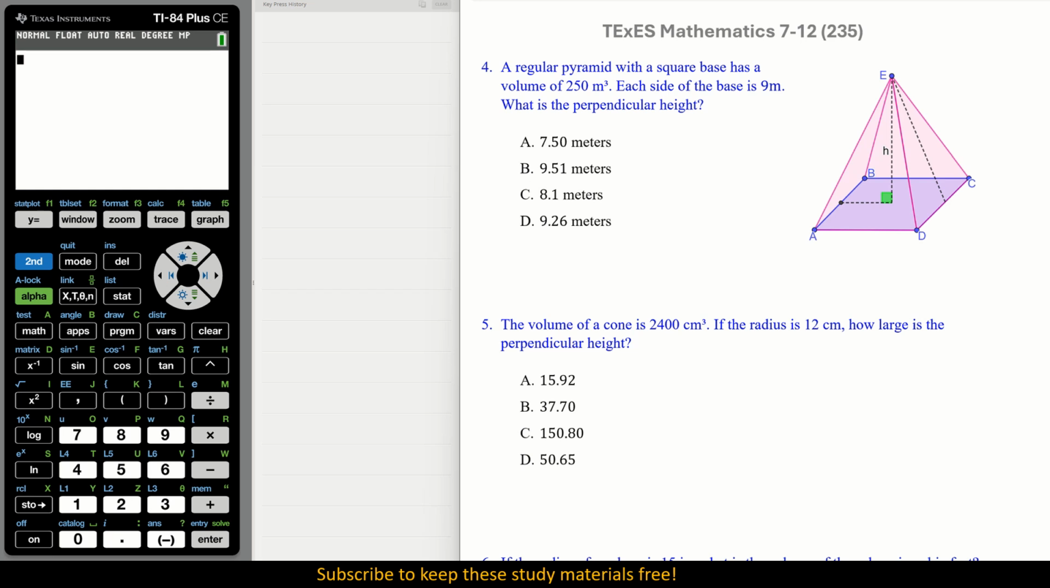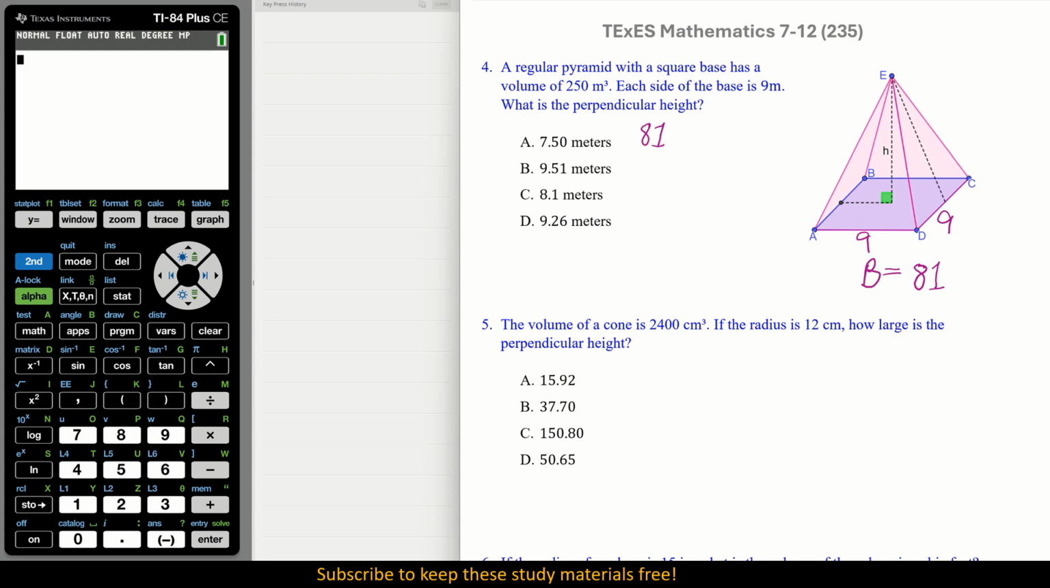Number 4, a regular pyramid with a square base has a volume of 250. Each side of the base is 9 meters. What is the perpendicular height? So they mean that we have 9 here and 9 here. So the area of the base, or capital B, is 81. So what we have is base times height, and they're saying, what is the perpendicular height? Okay, so basically, this is what we can do. We have base times height.